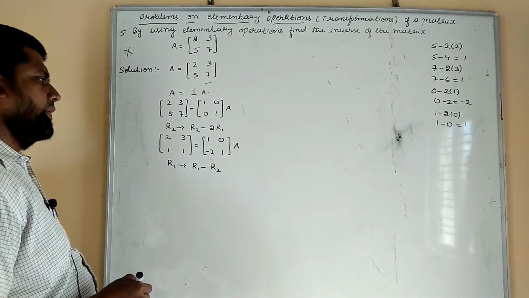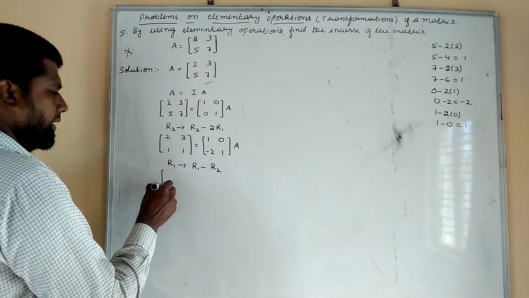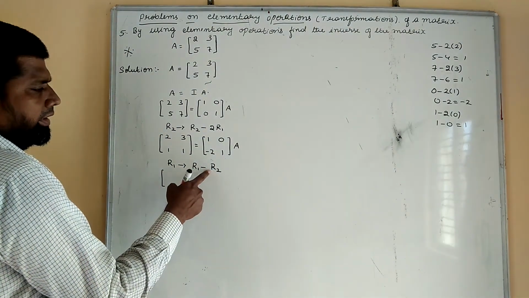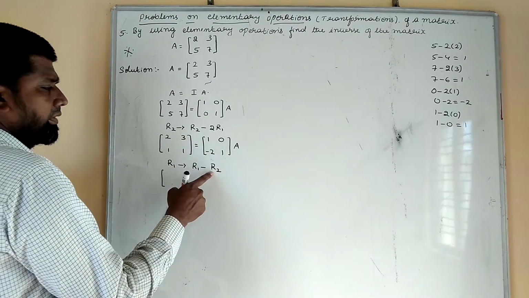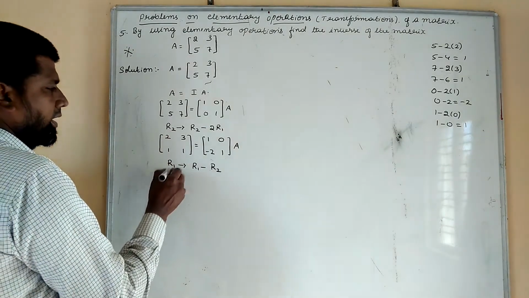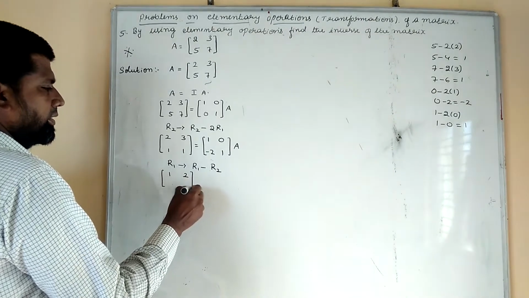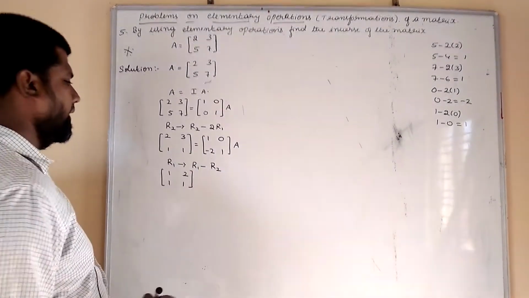R1 changes to R1 minus R2. What are you getting here? Here we are not multiplying R2 by any number, so we are directly subtracting R2 from R1. So R1: 2 minus 1 is 1, 3 minus 1 is 2. We are not changing R2, so 1 minus 1, 1 you are writing here.